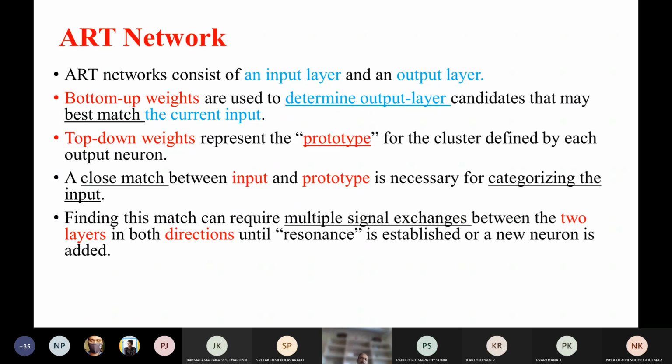may be formed. A close match between the input and prototype is necessary for categorizing the input. That is, which category it belongs to, either category 1, category 2, or category N, which category it belongs to. Finding this match can require multiple signal exchanges between the input layer and the output layer in both directions until resonance is established or a new neuron is added. Resonance is established when either a match has been obtained or a new prototype has been added.